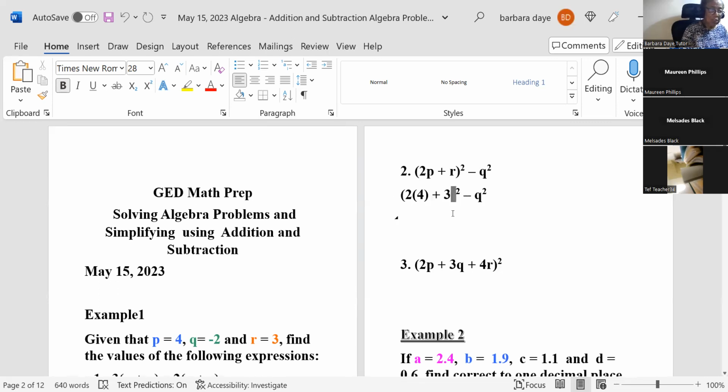And the Q is a -2, so let me put that in parentheses. -2 squared. Now, in parentheses, what do you get, Mercedes? 2 times 4 plus 3 is what? What's 2 times 4, Mercedes? 8. And what's 8 plus 3?